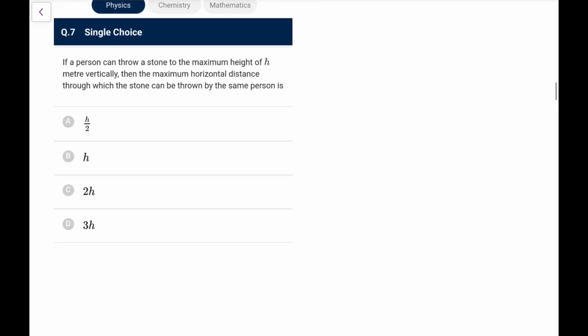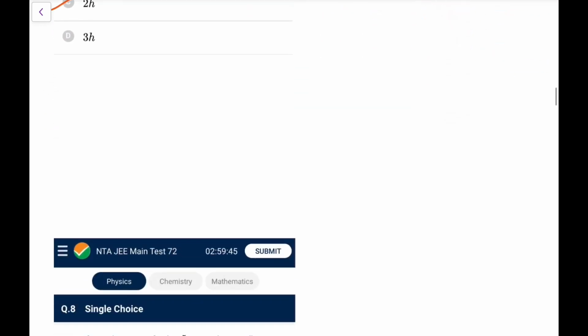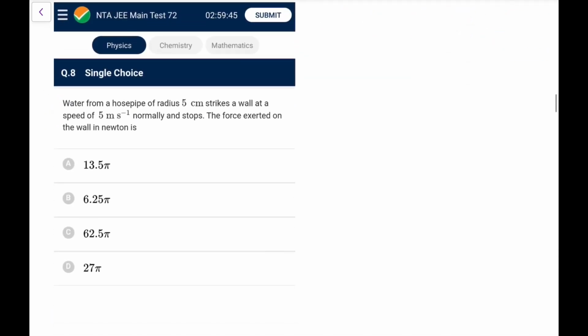So just remember these data. Next, if a person can throw a stone to a maximum height of h meter vertically, then the maximum horizontal distance through which the stone can be thrown. You remember maximum height will be when you throw at 90 degree. In this case, this h is u square by 2g, while in case of horizontal throw, maximum range is at 45 degree, and that is equal to u square by g, that is directly 2h. That's a very simple thing that is taught while studying projectile.